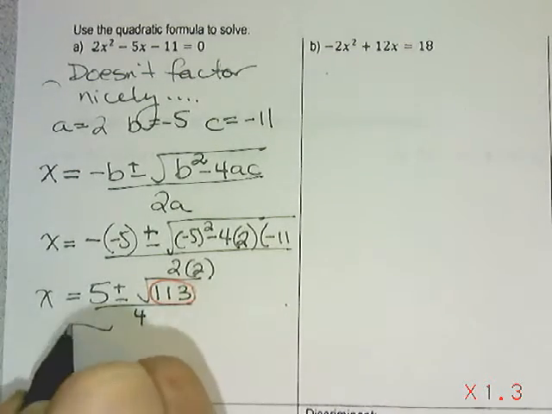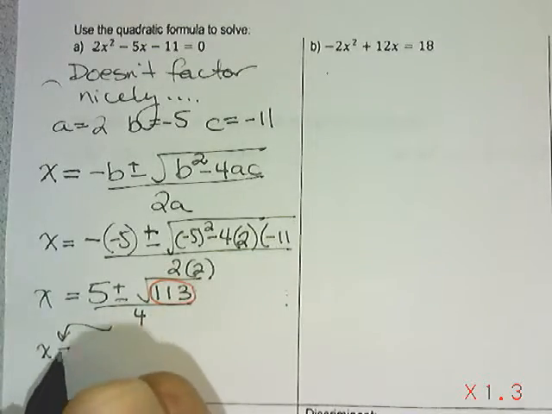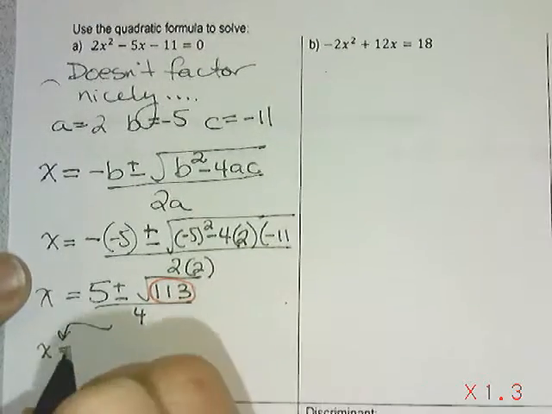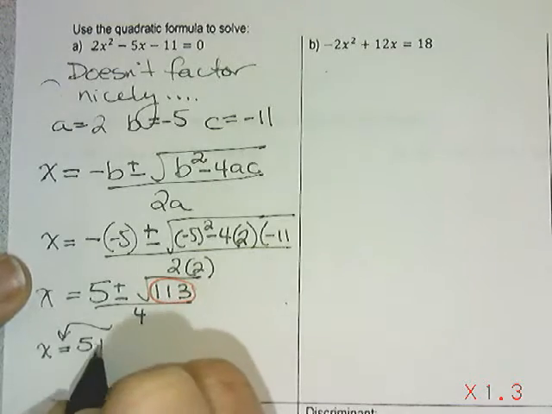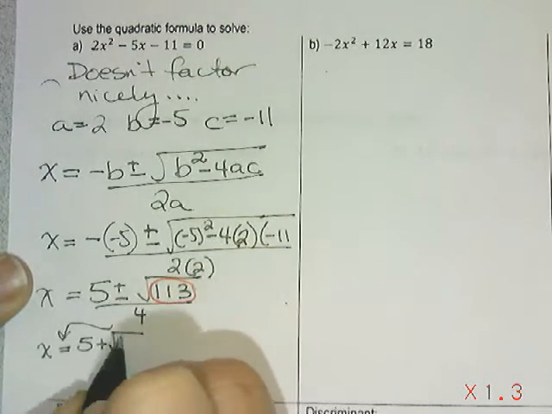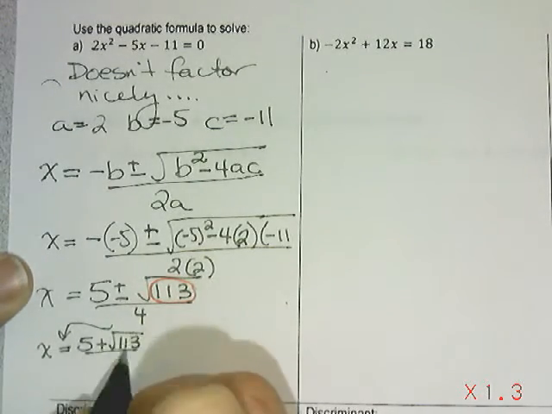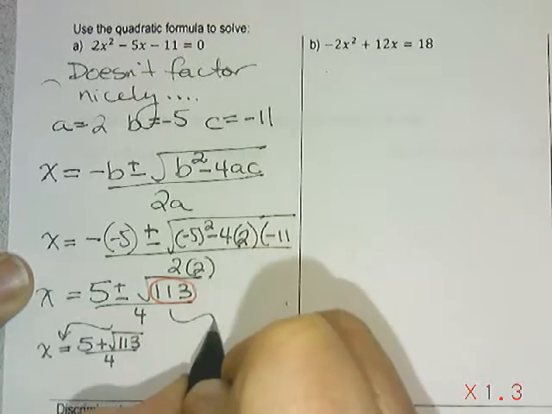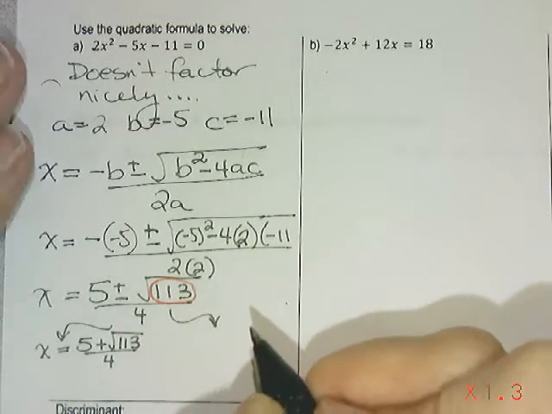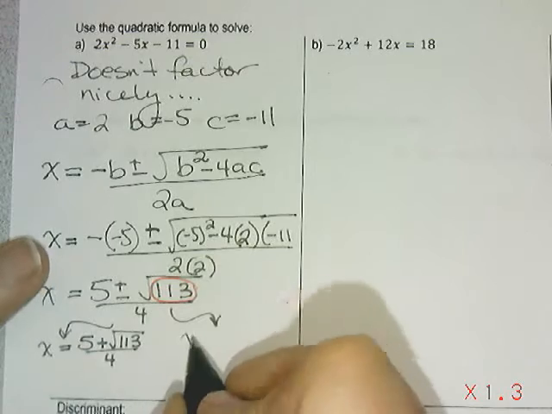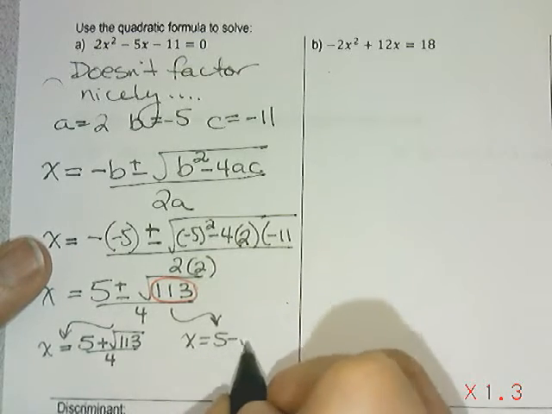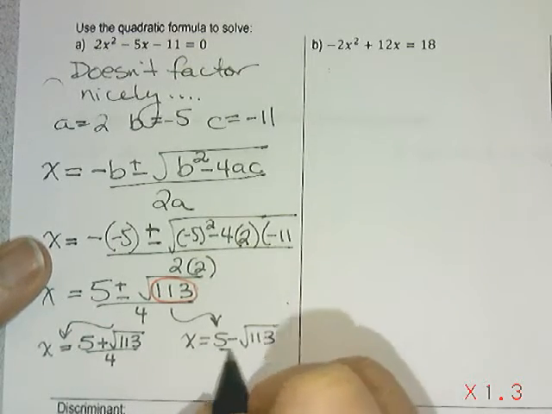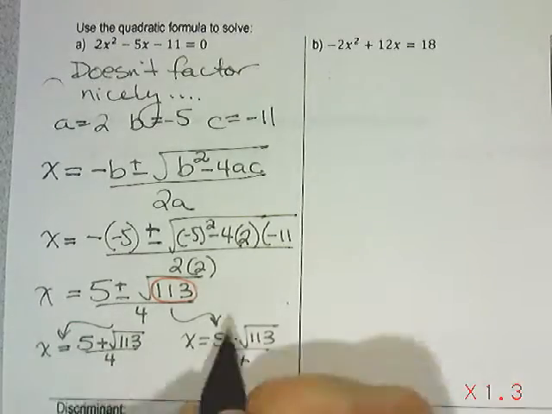In fact, this tells me that I have 2 answers. If I am asked for the exact value of my roots, well, one of them is 5 plus the root of 113 over 4, and the other one is 5 minus the square root of 113 over 4. And those are my exact values.